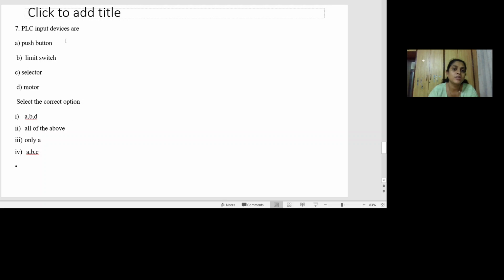The seventh question is PLC input devices are push button, limit switch, selector, motor. Select the correct option. So here I've shown the combinations. You need to be very careful while answering this type of question. Here the input devices which can be connected are the push button, limit switches and selectors. So the ABC combination, that is the fourth option. Whereas a motor is always an output device.